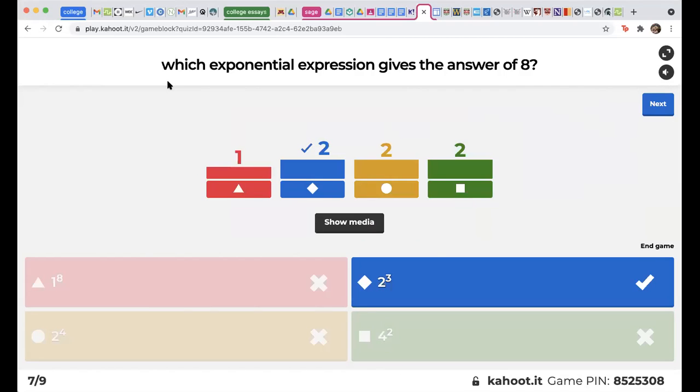2 to the power of 3 is 2 times 2 times 2, which is 8. And 4 to the power of 2 is 4 times 4, which is 16. So make sure you're not just multiplying the numbers. Make sure you're seeing the numbers as exponents. Okay? I forgot that 2 to the 3 was 8. That's okay.